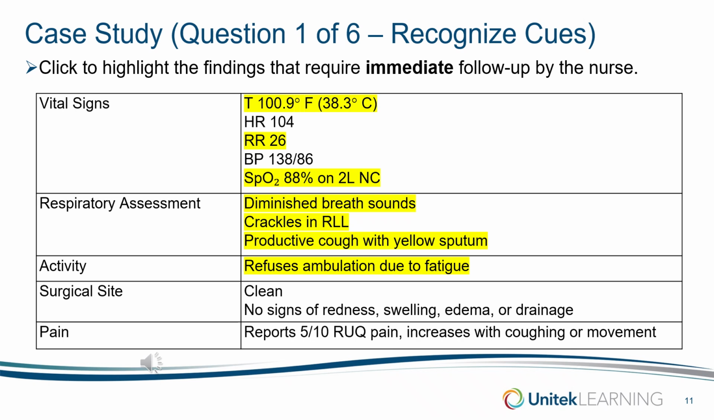For our respiratory assessment, we see that breath sounds are diminished, we have crackles in the right lower lobe, and we have a productive cough with yellow sputum, all abnormal findings. For activity, the client refuses to ambulate due to fatigue, again an abnormal finding. Our surgical site looks good, it's clean, has no signs of infection, and pain is moderate at 5 out of 10 and increases with coughing or movement.